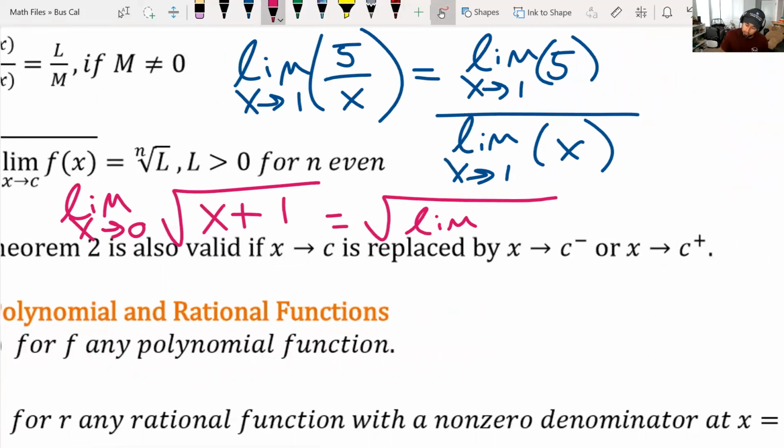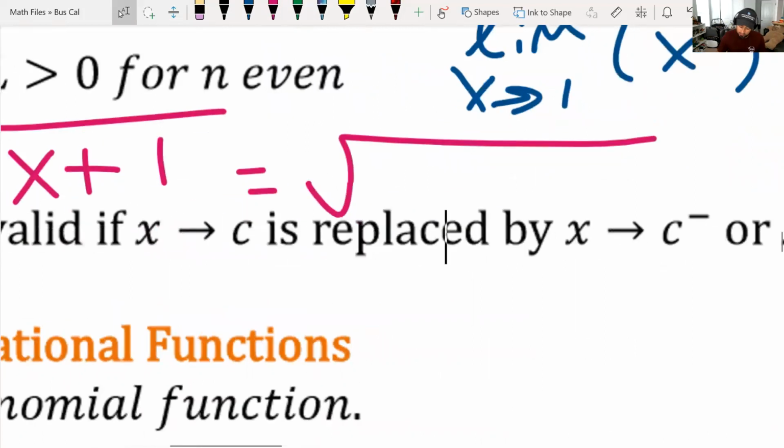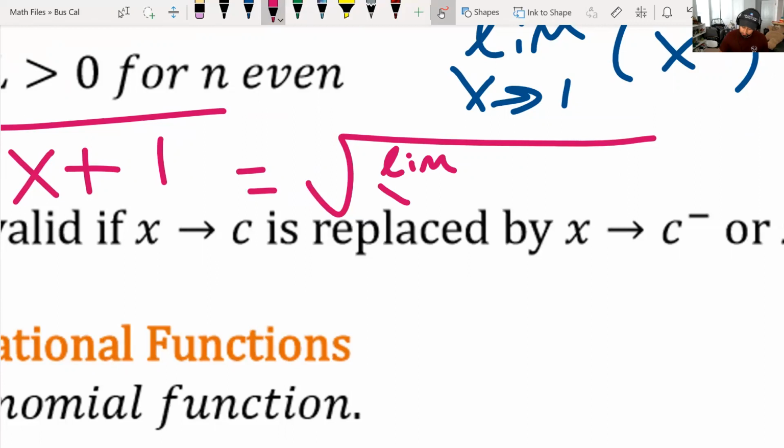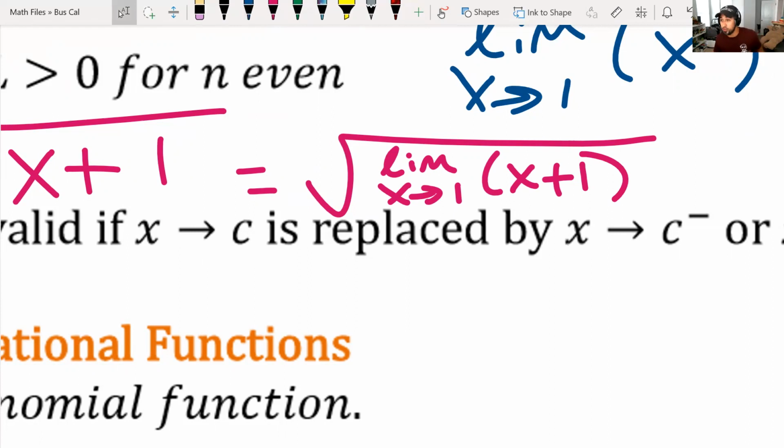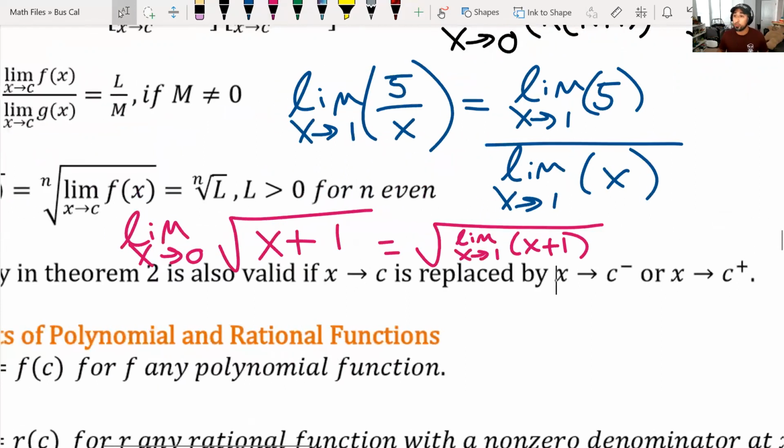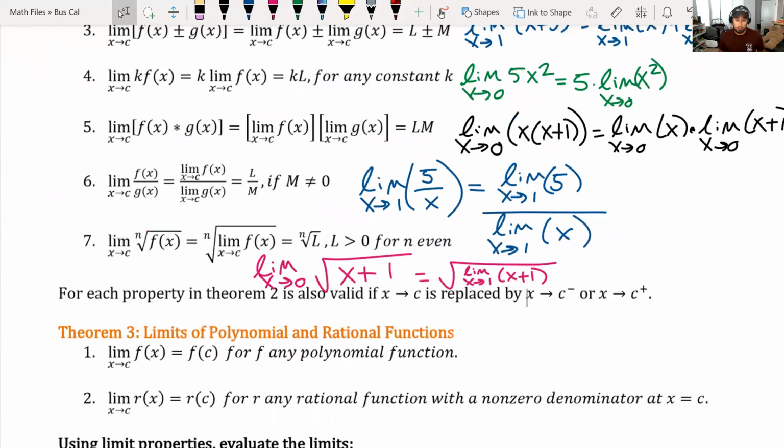I need more room. Let's see. I'll zoom in more. There we go. Of the limit as x approaches 1 of x plus 1. That's all it says. Take the limit, put it inside the root, no matter what power of root it is. Square root, cube root, fourth root, 100th root, whatever it is. Oh, it's not 1, it was 0. Either way, you get it. There you go, 0.